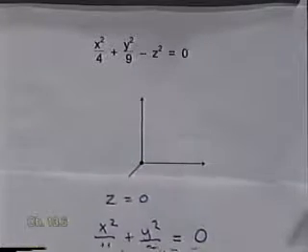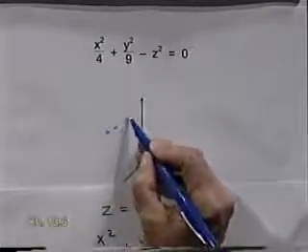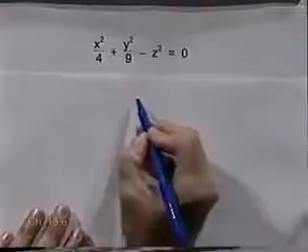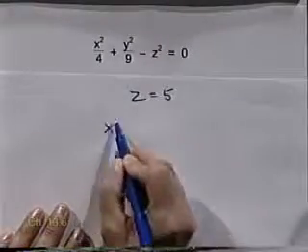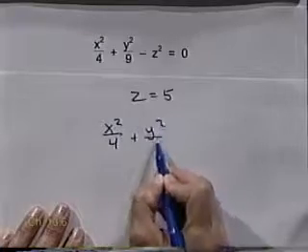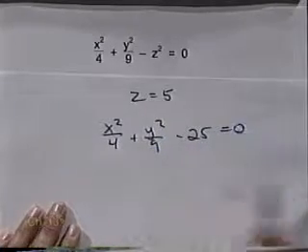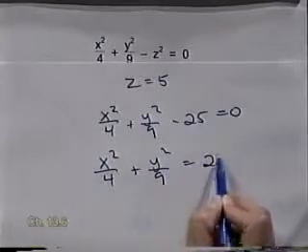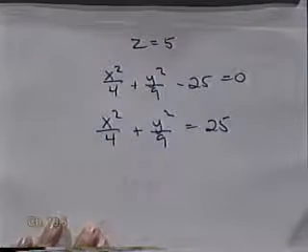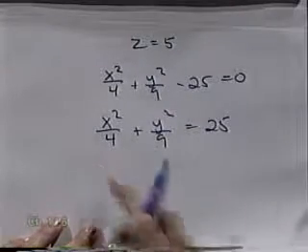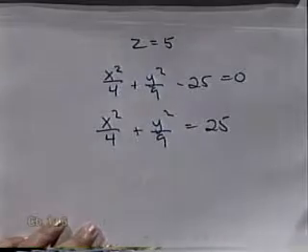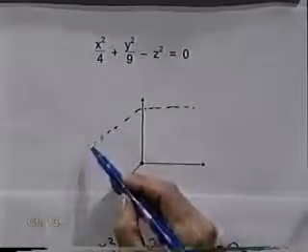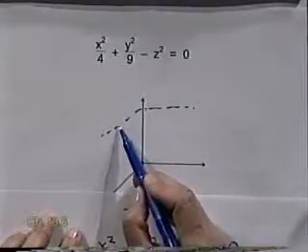Okay? Let's try cutting it up. What if I wanted to look at a different height, like z equals 5 or z equals 10? If I took it at a different height, let's try z equals 5. Notice you have x squared over 4 plus y squared over 9 minus 25 equals 0. Or you could write that as x squared over 4 plus y squared over 9 equals 25. Just roughly, what sketch is that going to look like? It's a what? X squared plus y squared equals a positive number. It's an ellipse.